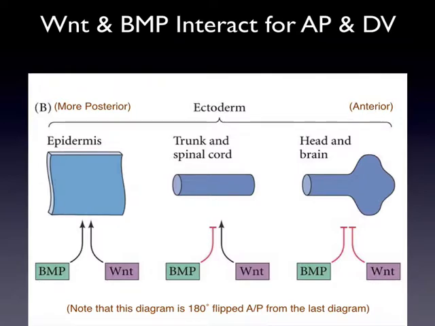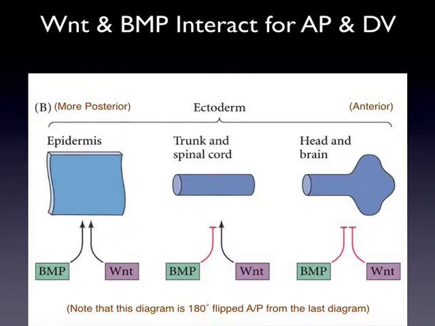If you have the presence of both BMP and Wnt, that signal is epidermis. If you have neither BMP nor Wnt, you're going to get neuroectoderm in the head region. All right, so that's going to be brain. If you have Wnt but no BMP, you're going to get postcranial neuroectoderm.